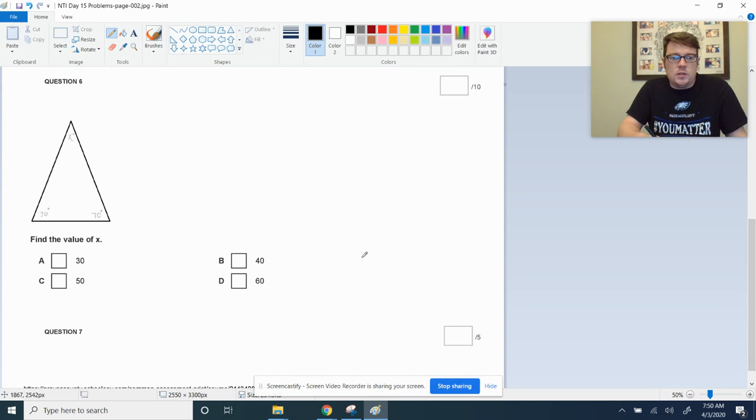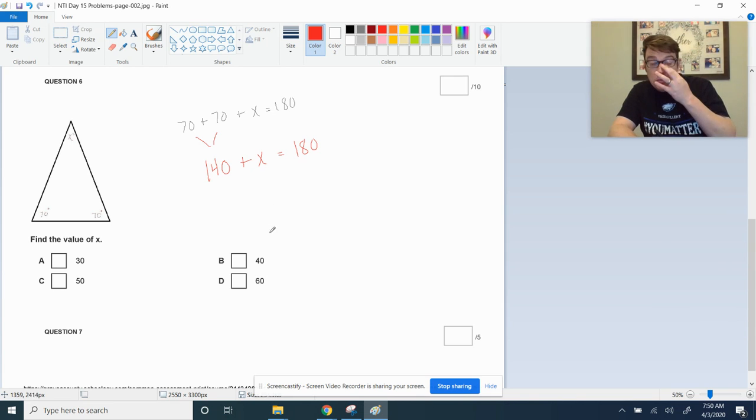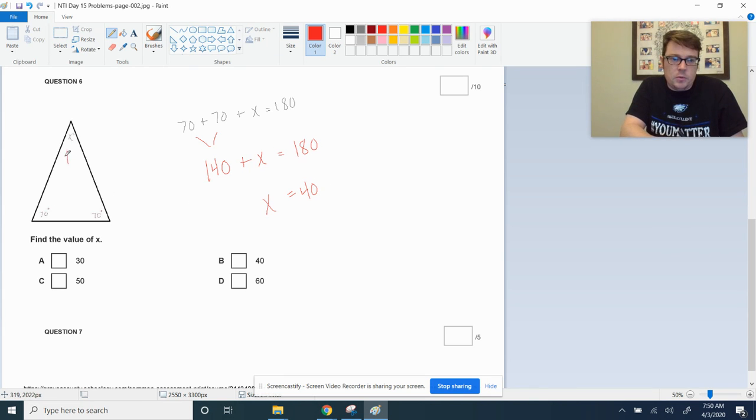Number 6 just wants us to take the equation that we just wrote, 70 plus 70 plus x equals 180, and find out what x is. We can do that. That's pretty easy. I'm going to make this a little bit wider so we can see better. Those two have a sum of 140. What number could you add to 140 to get to 180? This one I think is pretty mental at this point. That would have to be 40, because the difference of 180 and 140 is 40. So that means x would be 40, and that's what you're looking for on number 6.